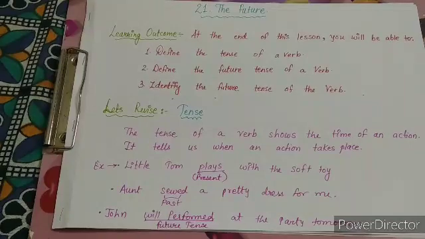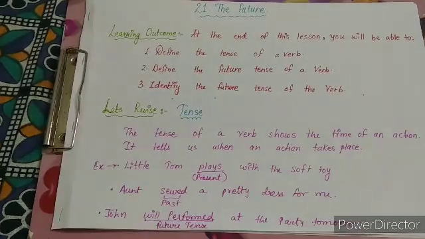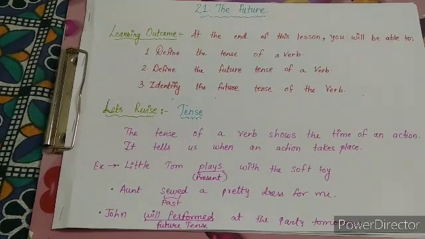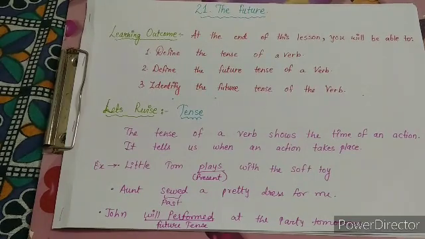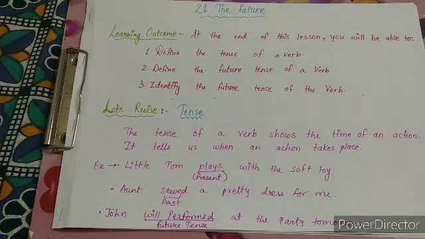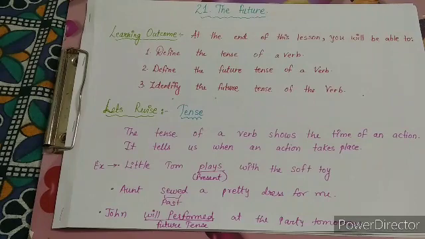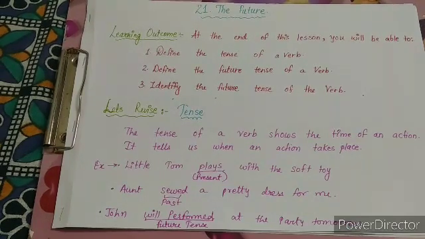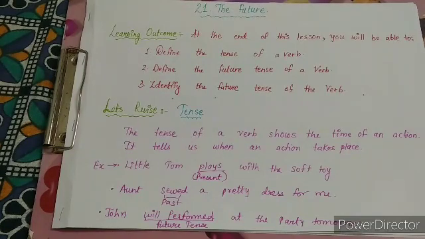Today we are going to learn chapter number 21, the future. The learning objective, or learning outcome, of this lesson is, at the end of this lesson, you will be able to define the tense of a verb. You will also be able to define the future tense of a verb. You will also be able to identify the future tense of the verb.